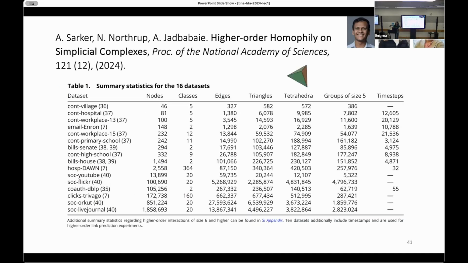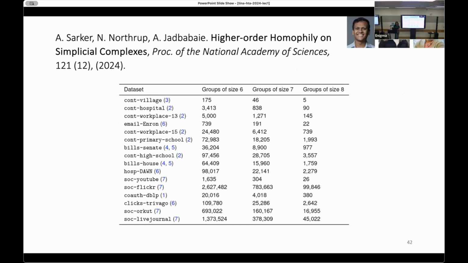And so then what they did was they have all of these different statistics for them, like how many nodes you have, how many classes you have, what are the number of edges, what are the number of triangles, what are the number of tetrahedra, how many groups of size 5 you have, how many timestamps you have. They also looked at groups of size 6, 7, and 8. So these are simplicial complexes that don't just have like 3 nodes in them, they go up. And like some of them, for example, this is a social network, you have plenty of groups of size 8.